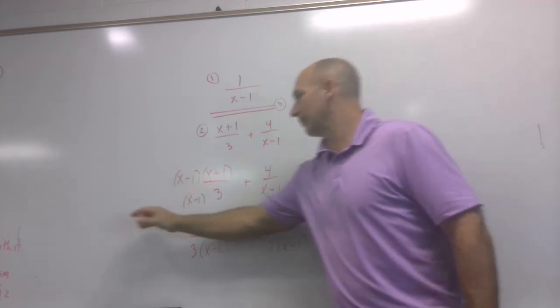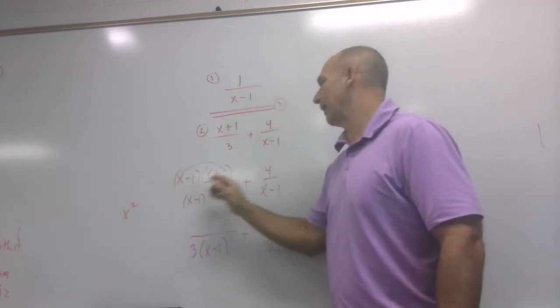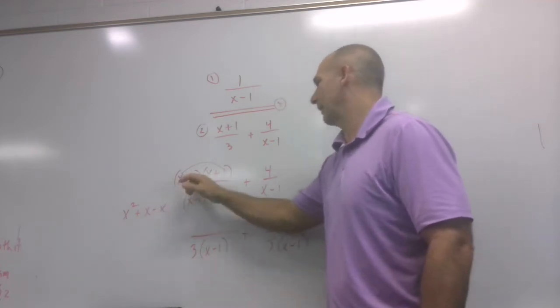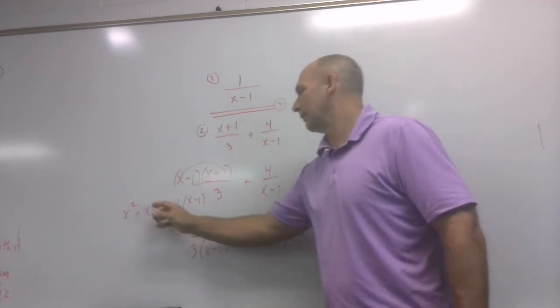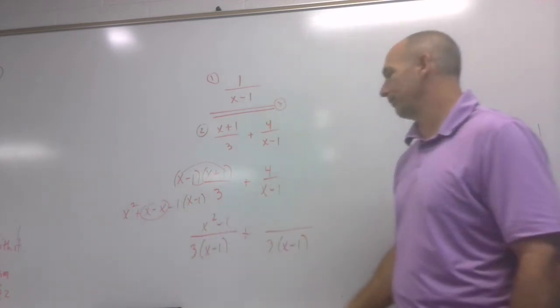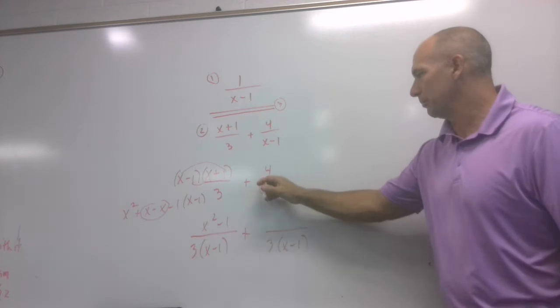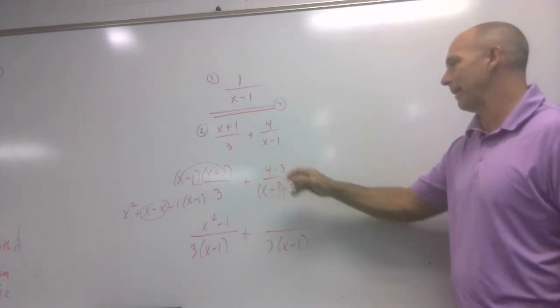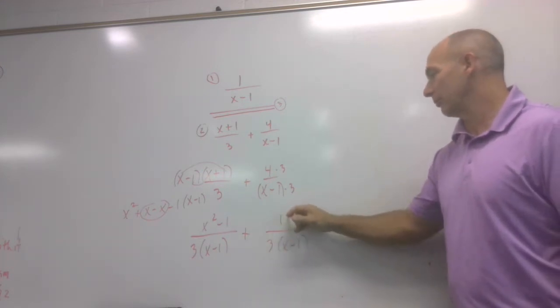So x times x is x squared. Outside is x. Inside is negative x. Last is negative 1. These middle things cancel, so I'm left with x squared minus 1. What do I have to multiply this by to get this? That'd be a 3. I'm going to multiply that by a 3. Well, 4 times 3 is 12.